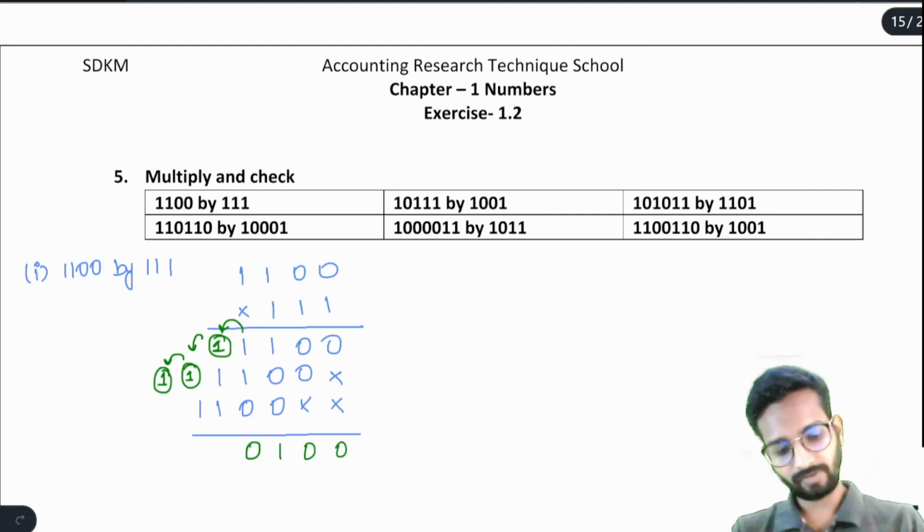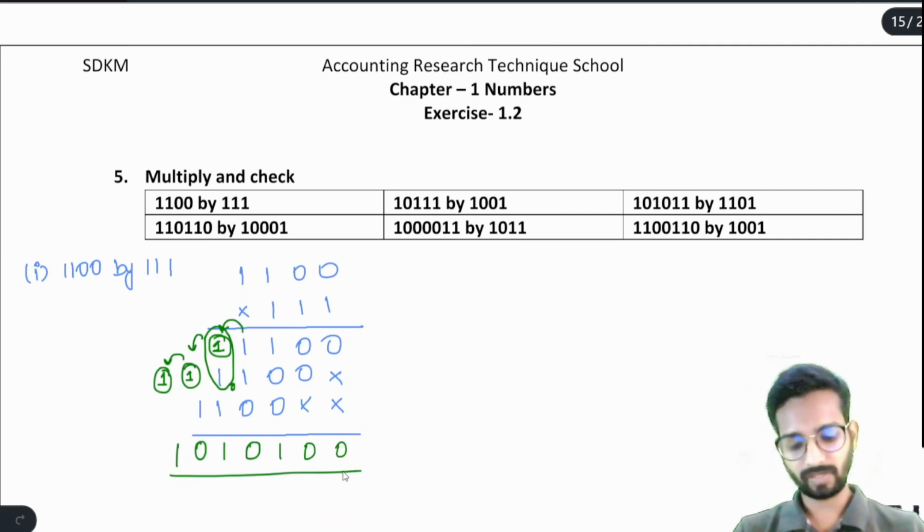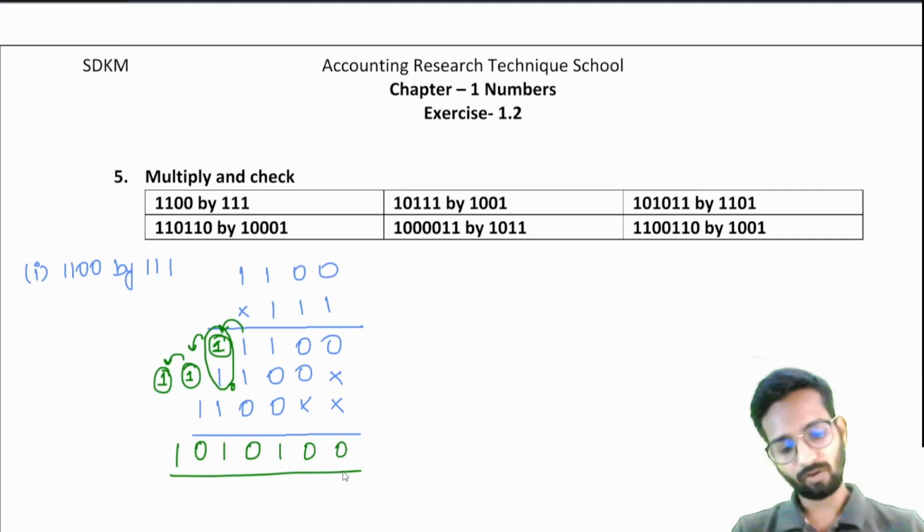Now when we do the addition, 1 plus 1 has become 0, and then 0 plus 1 will become 1. Here also 1 plus 1 is 0. The 1 we have already transferred, so our answer will be 1010100. Now how can we check our answer?